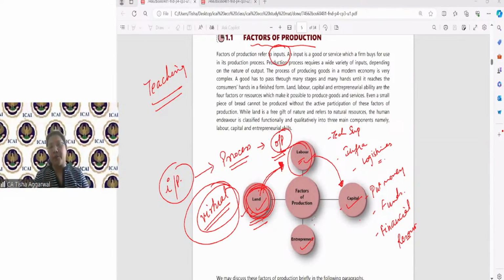And last is entrepreneurship. So, for example, ICAI is the entrepreneur to bring these virtual classes into play. Same way, if, let's say, you are running a business and you're producing pens, that entrepreneur is somebody who brings all the resources together and puts them into the business. So that skill of taking initiative, that skill of collaborating with people, is what makes up the factors of production.